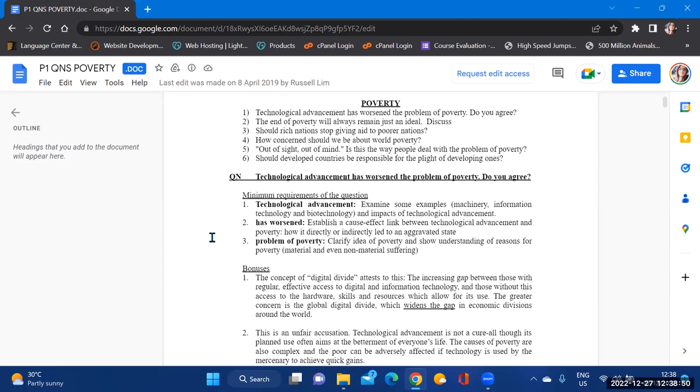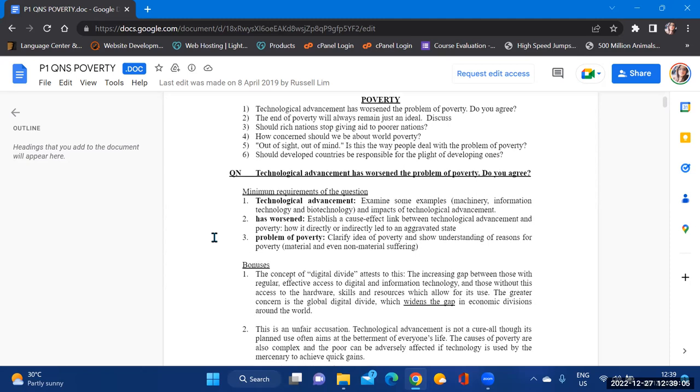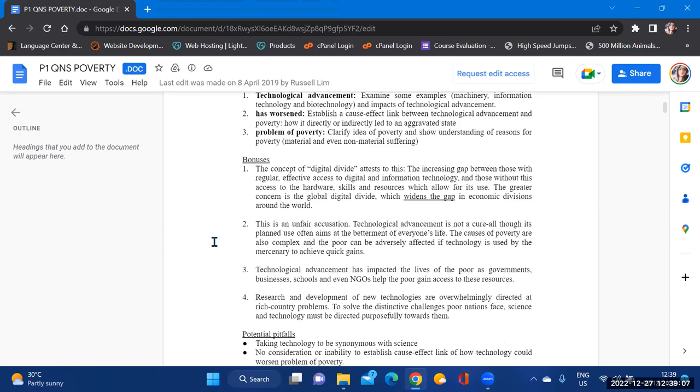And lastly, the problem of poverty itself. Clarify the idea of poverty. It could be absolute or relative. And show understanding of reasons for poverty, causation, the material and even non-material suffering. Bonuses. These will help us students score better.